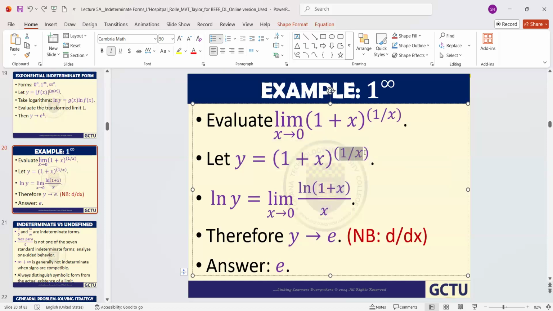Remember, this 1 over x will come to multiply. That is why it comes in the denominator. Now, at this point, if you substitute x equal to 0, you will still end up getting something you don't want. So we will differentiate. That's why I've written here.